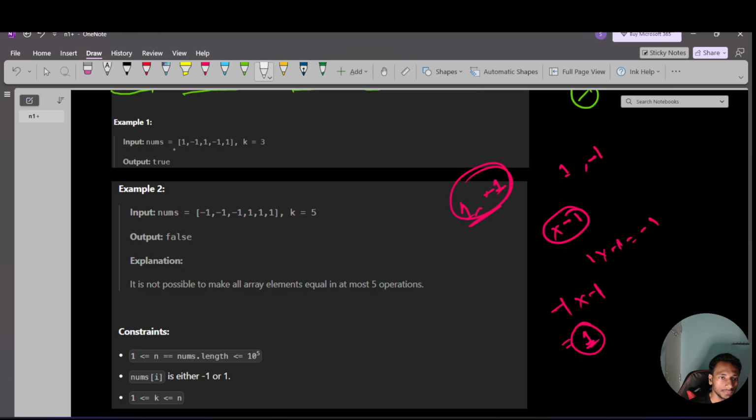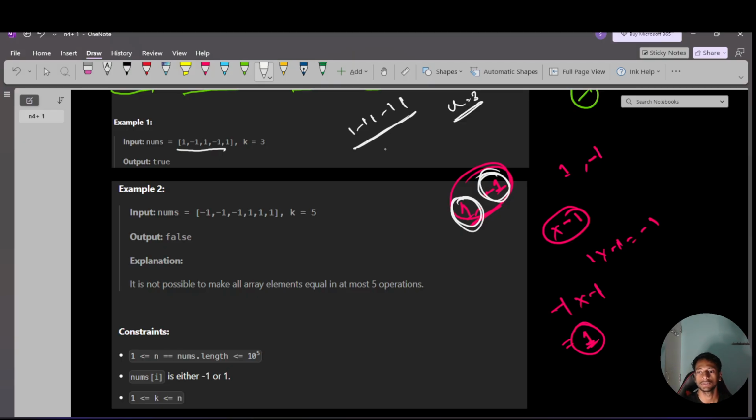For example 1, this is our input array: 1, minus 1, 1, minus 1, 1, and k is equal to 3. What brute force approach can I think of? There are two possible target numbers. One is 1, another is minus 1. Suppose our target is to convert all the numbers to 1. Then check how many operations we need. Next, our target will be to convert all the numbers to minus 1, because only these two numbers are possible. Then I'll check how many operations are needed to convert all the numbers to minus 1.